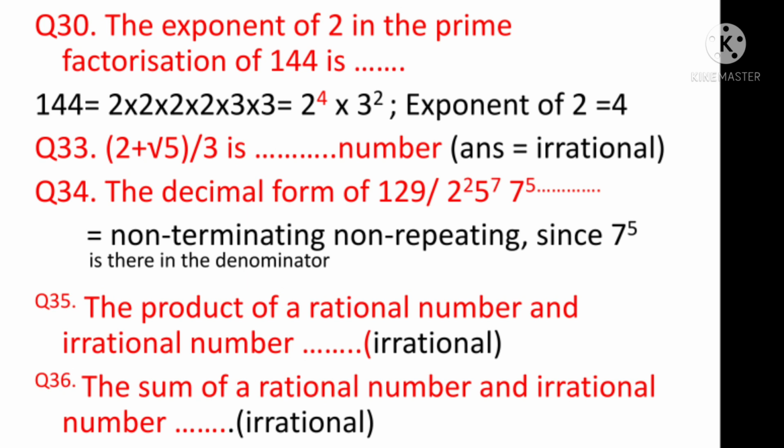Question number 33, (2 + √5)/3. It is an irrational number because √5 is there. So it is an irrational number.